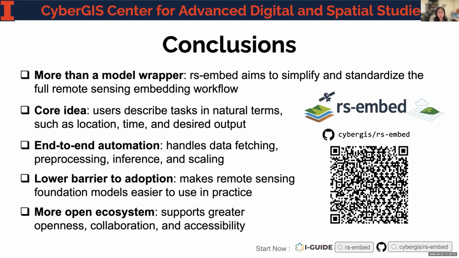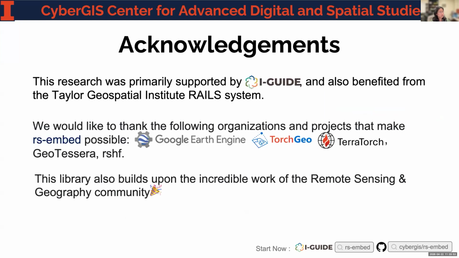So here are the conclusions. To summarize, the main contribution of rs-embed is not just another model wrapper. It's an attempt to simplify and standardize the entire workflow around remote sensing embeddings. The core idea is to let users describe the problem in natural terms, like place, time, and desired output, and then automate the difficult parts like data fetching, pre-processing, inference, and scaling. By doing that, we hope to lower the practical barrier for using RS foundation models and to make the ecosystem more open, collaborative, and accessible.